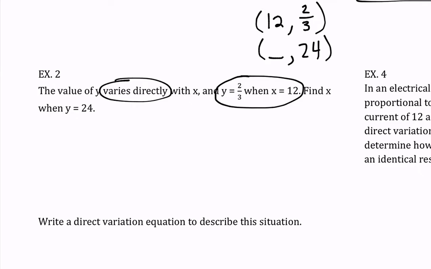So I don't know this guy, so we're going to set up a proportion. Remember, it doesn't matter what goes on top or bottom. I like to put y's on top, x's on bottom. So y is 2/3, so that goes on top. When x is 12, so that goes on bottom. It tells me to find x, so we don't know x, when y is 24.